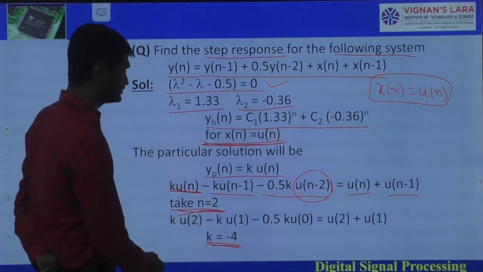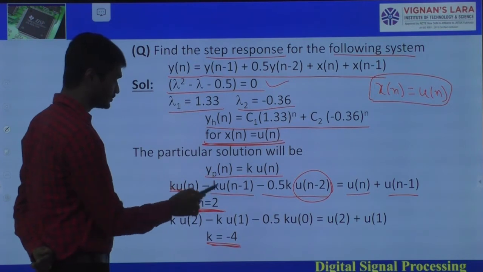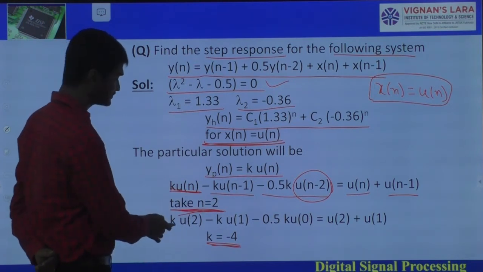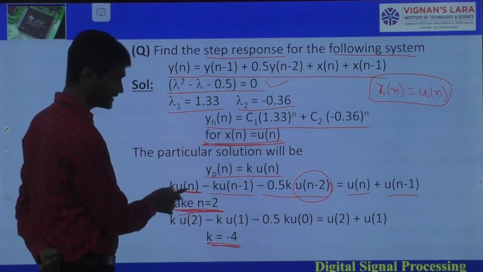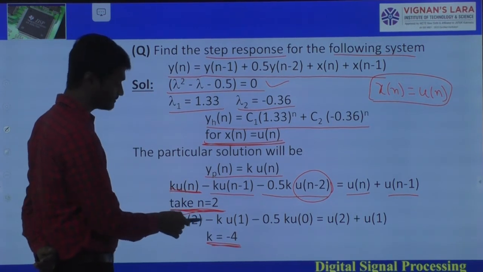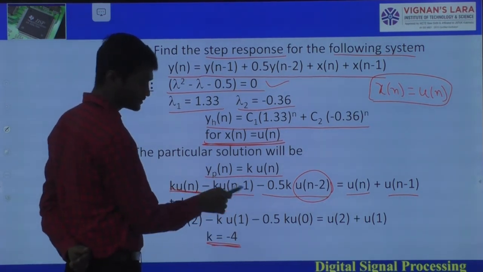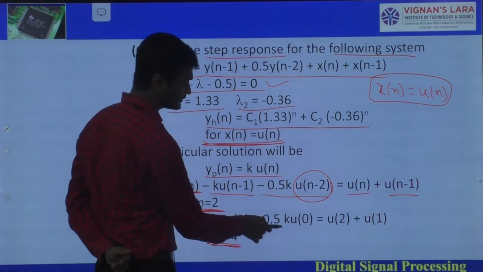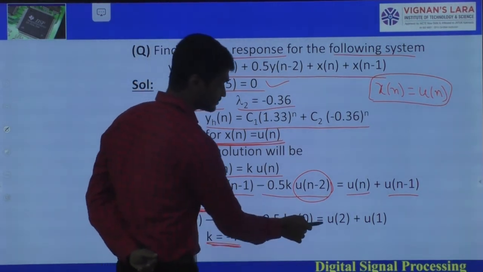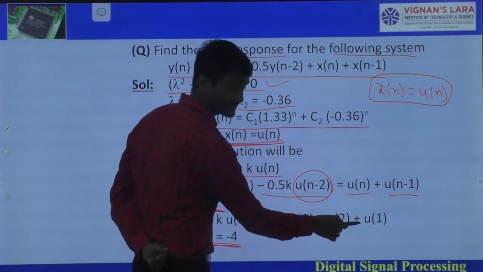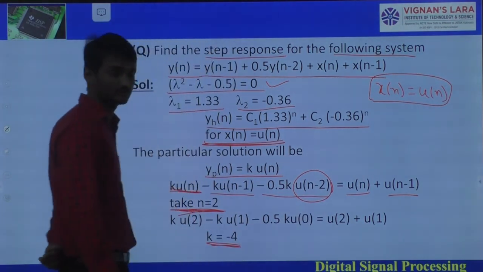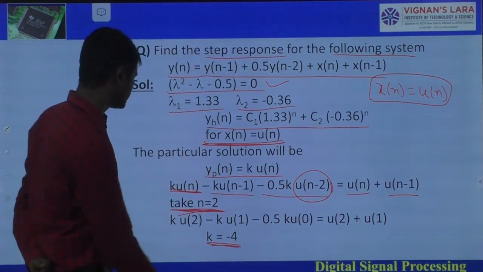So to solve for that value, we take n equals 2 and put it into k u[n] minus k u[n minus 1] minus 0.5 k u[n minus 2], which equals u[n] plus u[n minus 1]. So with n equals 2, k u[2] minus k u[1] minus 0.5 k u[0] equals u[2] plus u[1]. So what is the value of this one?